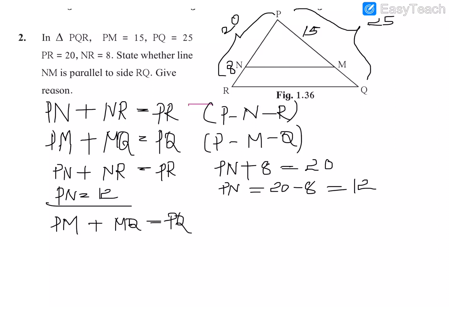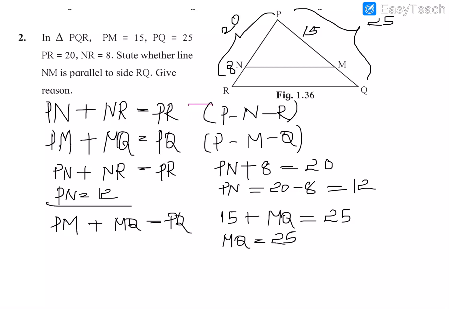Now going with the second, that is PM plus MQ is equal to PQ. Here the value of PM we know is 15, MQ we don't know, we need to find, and PQ is given as 25. So I am substituting these values in this equation. PM 15 plus MQ, we need to find MQ, and PQ is 25. So from this I can find the value of MQ.